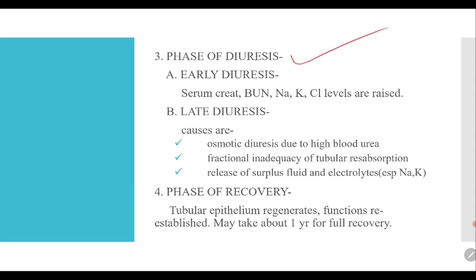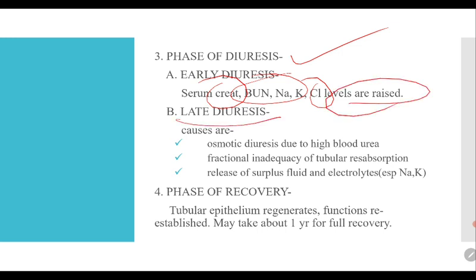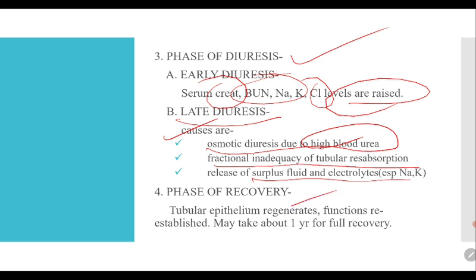Phase of diuresis. In early diuresis, serum creatinine, blood urea nitrogen, sodium, and potassium are raised. Late diuresis is caused by osmotic diuresis due to high blood urea, inadequacy of tubular reabsorption, and release of surplus fluid and electrolytes, especially sodium and potassium. Phase of recovery: tubular epithelial regeneration and function recover, taking about 1 year to full recovery.